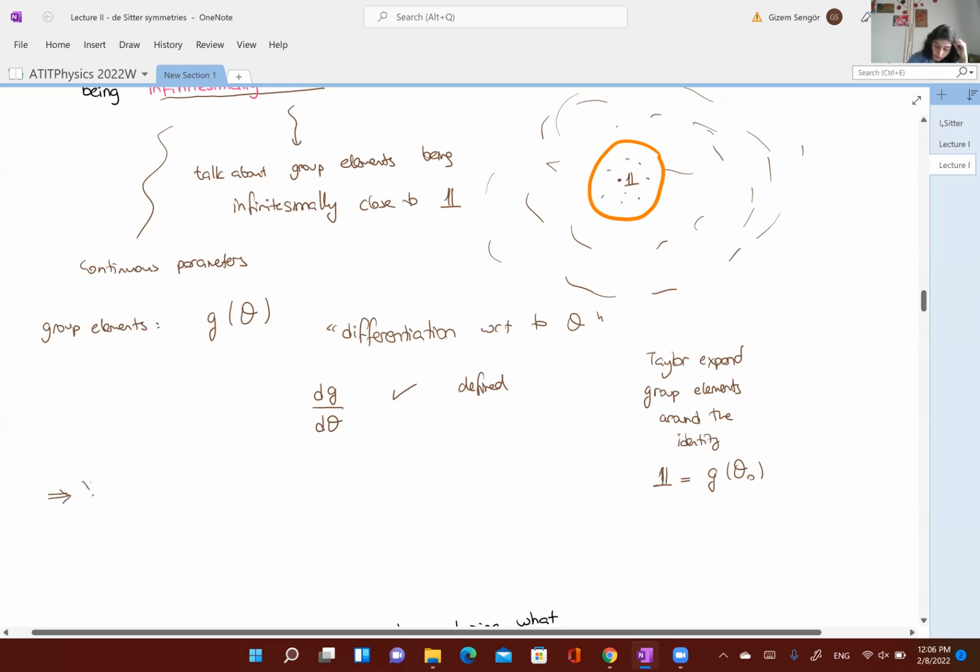what this leads to. Okay, let me first define one more thing. So I said this differentiation exists. So you can have higher derivatives of g. This first order derivative evaluated at the value of the parameter that gives you the unit element is called the generator. It's denoted by chi.